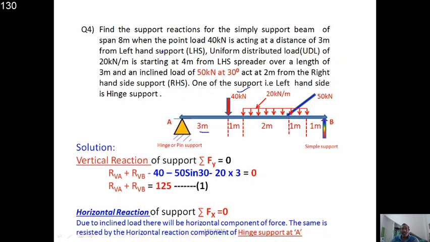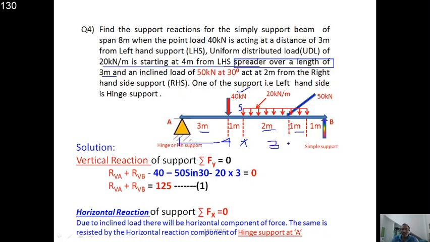So this is the 3-meter distance, and a UDL of 20 kilonewton per meter is starting from 4 meters from the left hand side. So from this point to 4 meters, therefore 3 plus 1, 4 meters, is where the UDL is starting, and it is spread over a length of 3 meters. So the UDL should be spread from this point to 3 meters. Therefore 2 plus 1, 3 meters.